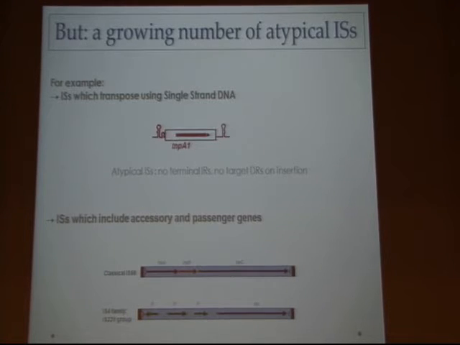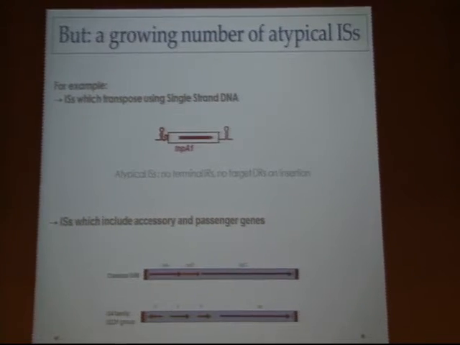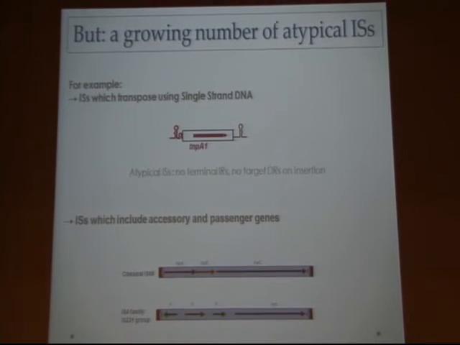We have a lot of different examples, a growing number of atypical insertion elements. For example, we have insertion sequences transposing using single-strand DNA. And here is one of these examples. And you can see here palindromic regions. Okay, it's not inverted repeats. It forms a secondary structure. And with different transposases. We also have another insertion sequence with no inverted repeats and no target site duplications, only direct repeats. And we have also some other differences with accessory genes, for example, in this family.